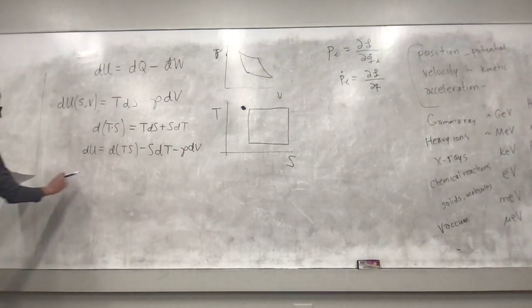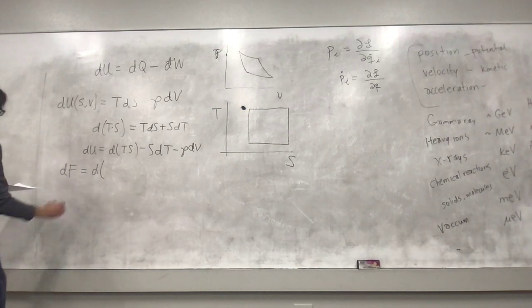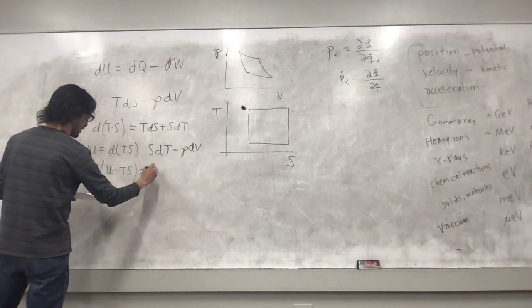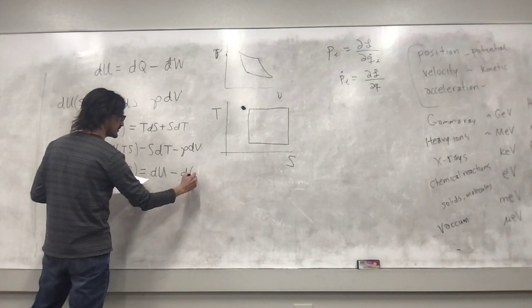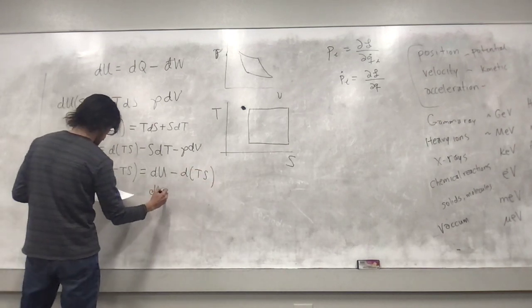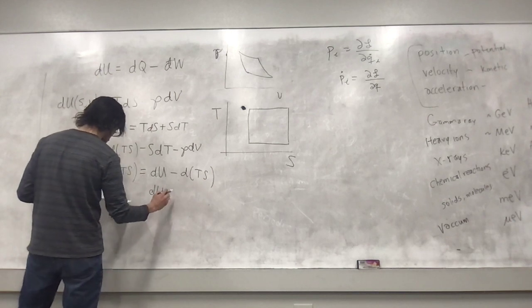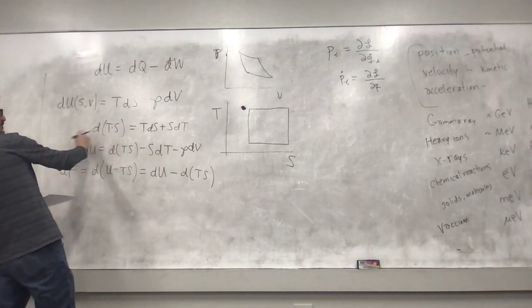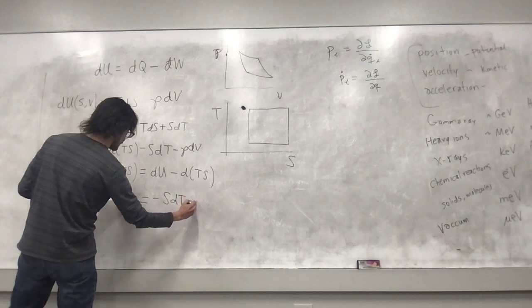Just rewriting. And then we can define another function. For whatever reason, we can call it F. So the derivative of U minus TS is dU minus d(TS). We have the dU over here, we can put it over here. It's just minus SdT minus PdV.